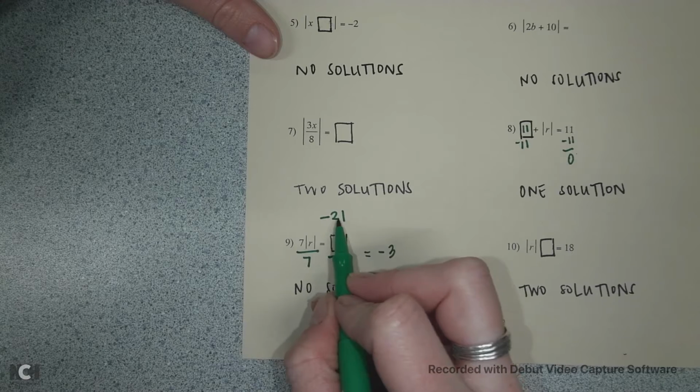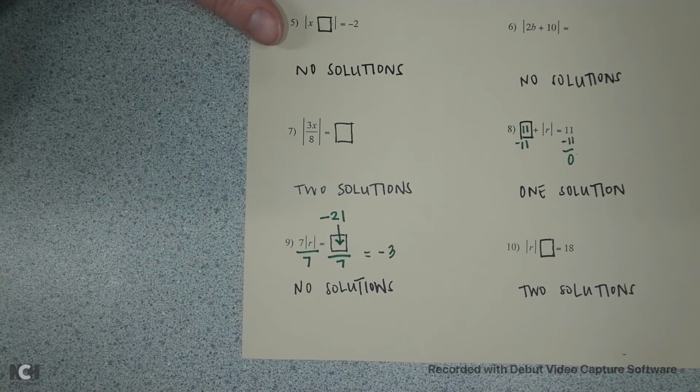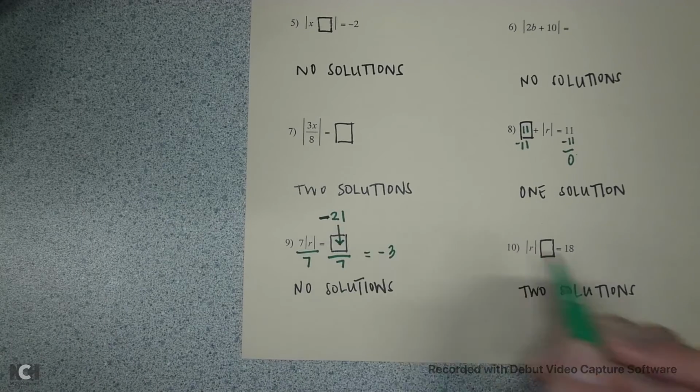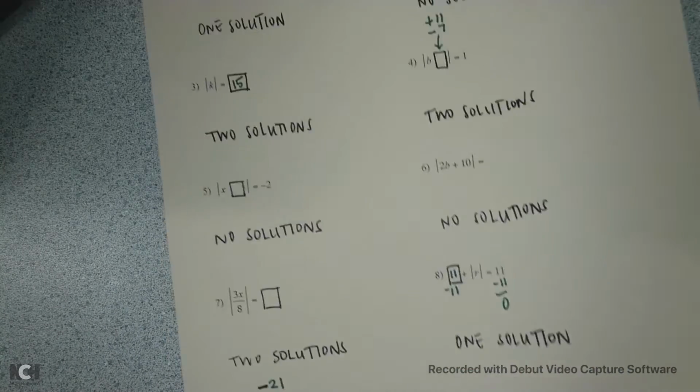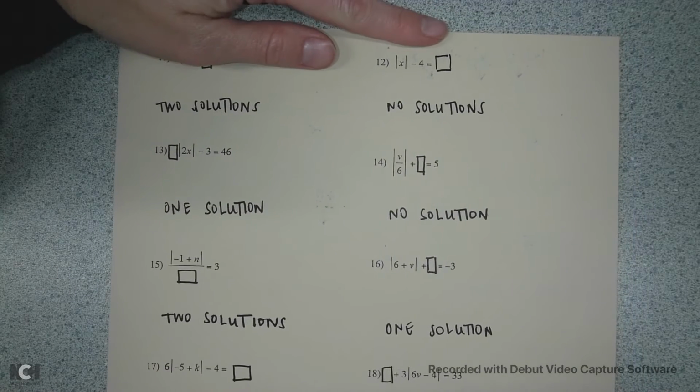If I put a positive 21 here and divided it by 7, that would give me a positive 3, which would be a 2 solution, so we don't want that. We want to have a negative number in our box. Okay, let's see. Number 14.